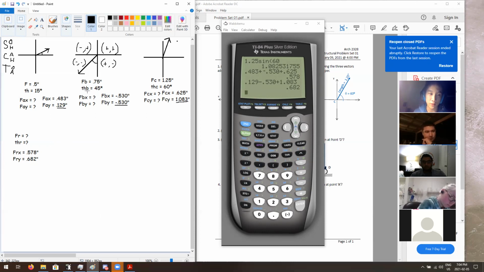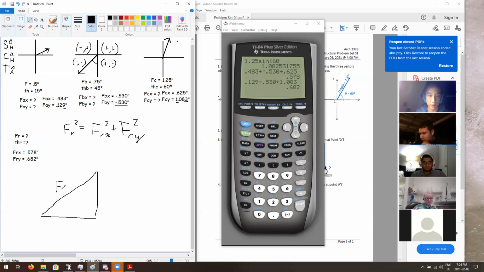So now we have F R x and we have F R y. How do you get F R? You guys remember the Pythagorean theorem? F sub R equals the square root of F R x squared plus F R y squared. Why does this work? Let me draw a right triangle real quick. F R, we have F R x, and we have F R y. That is our vector. These are our component vectors.